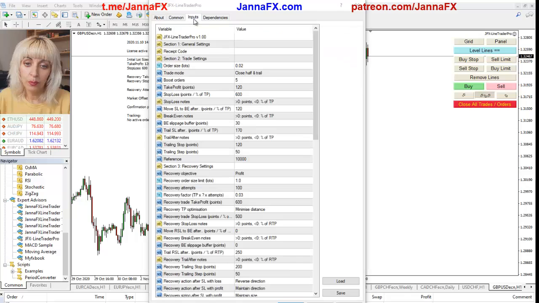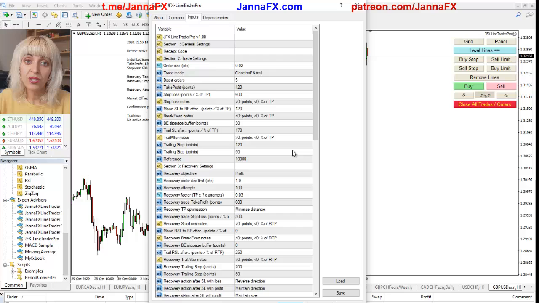And you go to input. So this is where all the main functions are, everything you need to do to set up your own settings. Like I'm saying, guys, these are just default settings, and mostly for EUR/USD, but they all can be changed.